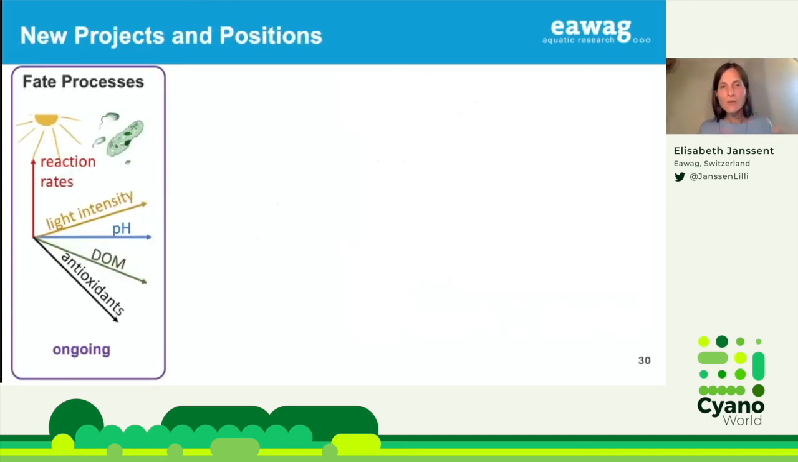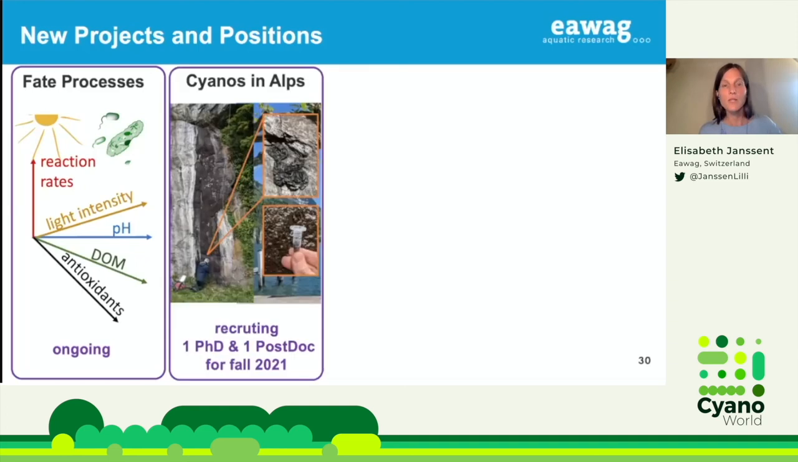To finish, I wanted to give you some outlook of what we are working on. And we actually have a couple of new projects and new positions in my research group. So at the heart of my interest is still studying these fate processes. So we continue work on this side. We also start a quite different project on cyanobacteria in the Swiss Alps. So here we study cyanobacteria that are in lichen communities in these ink lines. In German, we call them Tintenstriche, these wetted parts on the rocks in the Alps. And we are interested in the genetic and metabolic diversity of the fungi and cyanobacteria that populate these sites. So we are recruiting currently a PhD student and a postdoc for this project.